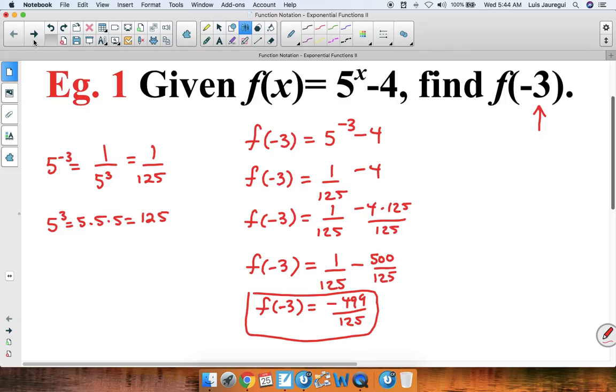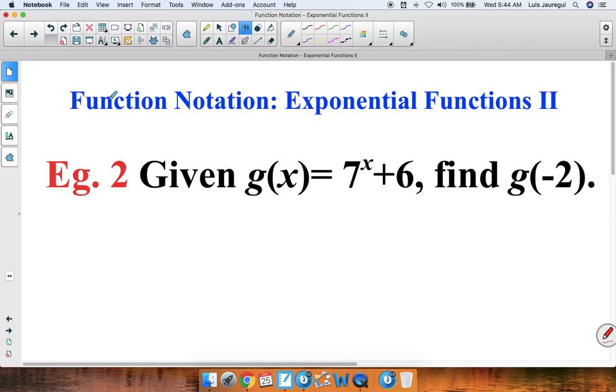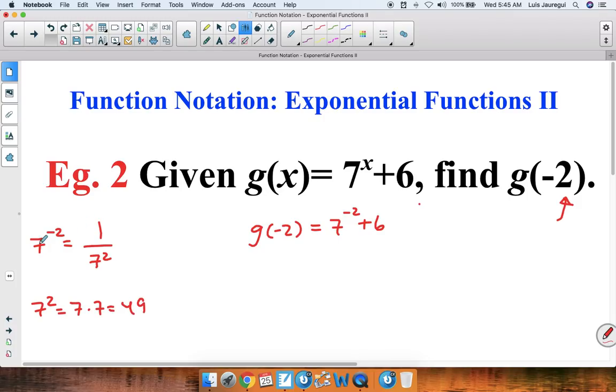Let's see a couple more examples. Example 2. Given g of x is equal to 7 to the x plus 6, find g of negative 2. Once again, let's substitute in our input value of negative 2 wherever we see an x. So we have that g of negative 2 is equal to 7 to the negative 2 plus 6. Now keep in mind that 7 to the negative 2 is equal to 1 over 7 squared. And recall that 7 squared is the same as 7 times 7, which is 49. So 7 to the negative 2 is equal to 1 over 7 squared, or simply 1 over 49.